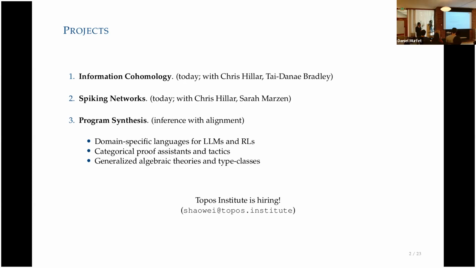But here we are looking at, for instance, creating domain-specific languages for large language models and reinforcement learners. We're looking at new kinds of proof assistants and new kinds of tactics, and then we're looking at how we can generalize over different kinds of types into this thing called type classes, and working with tactics over type classes.